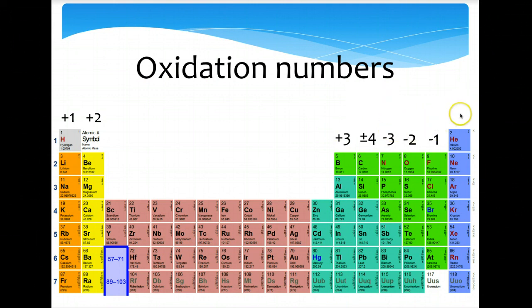We're not going to worry about the noble gases. Why? Because they already have 8 electrons in their outer shell, and they typically don't get involved in any type of bonding because of the 8 electrons. They're happy as it is.